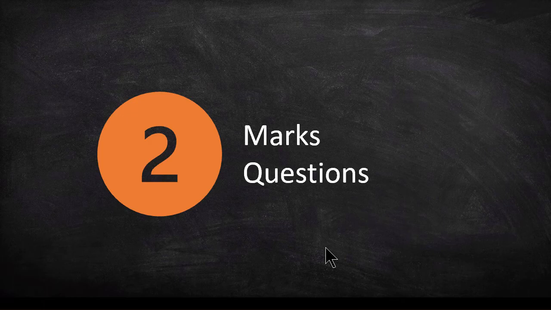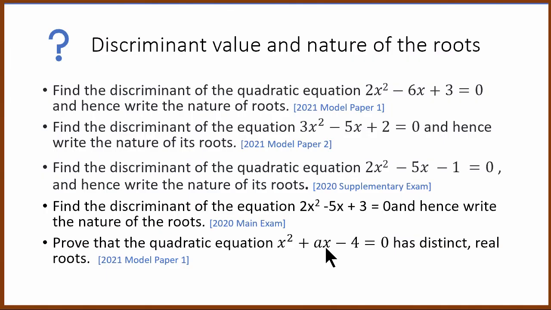Let's look at 2-mark questions. What kind of questions do you get? The most common 2-mark question is find the value of the discriminant and tell the nature of the roots. So you can see that in model paper 1, 2, supplementary and main exam, you literally have exactly the same kind of question. Find the discriminant of a quadratic equation. Equation is given and you're supposed to find the nature of the roots. Right? So this is almost a certain question that you get in the examination.